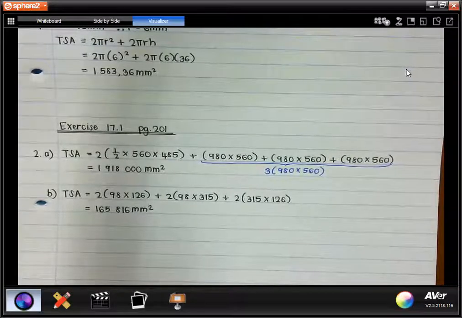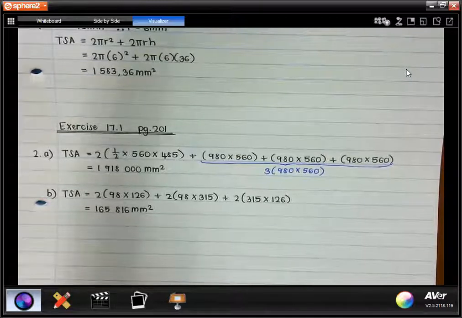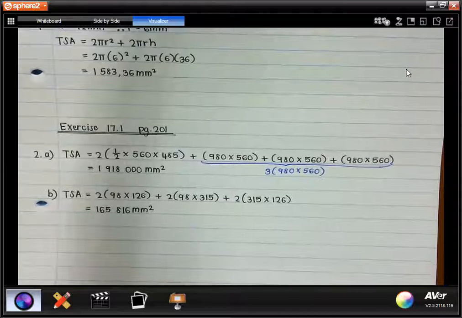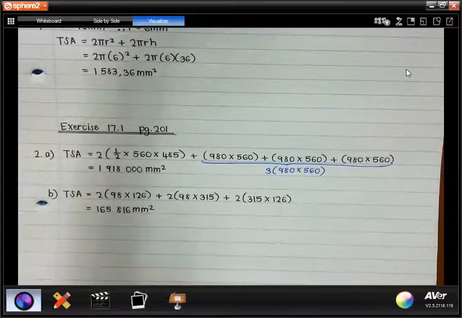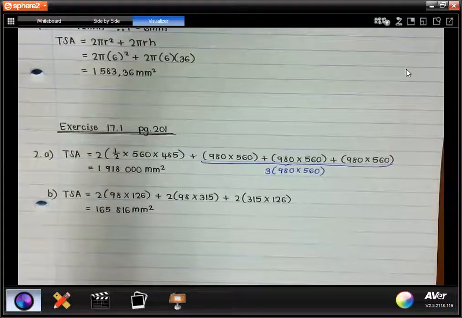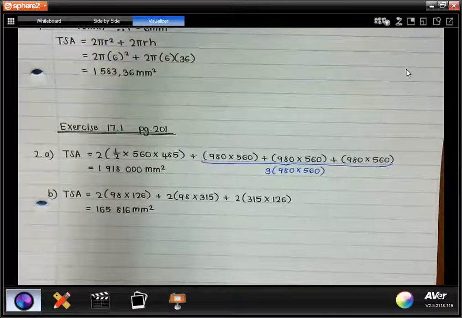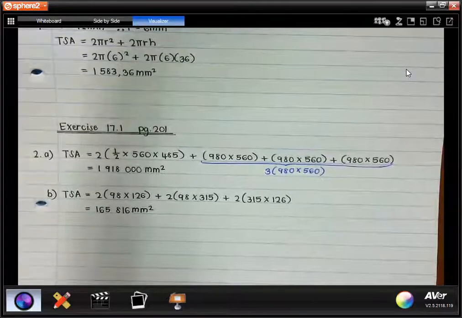And the reason for those 3 rectangles being the same is because it was actually an equilateral triangle. All right, so all 3 sides of the triangles were the same. So all 3 rectangles that came off of those sides were also identical. Any questions on 2A? Then for 2B, that was a rectangular prism.